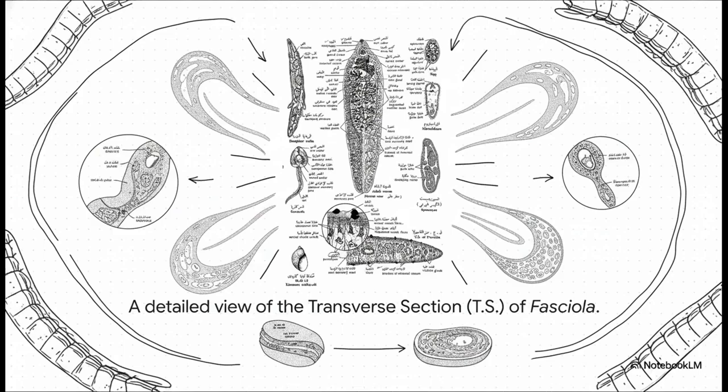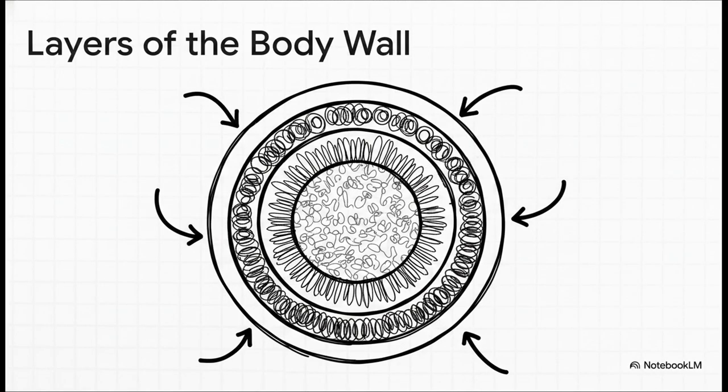This transverse section gives us a beautiful view of the layers of the body wall. By looking at this cross-section, we can really understand the internal organization that gives the worm its structure and allows it to move. So let's go from the outside in.